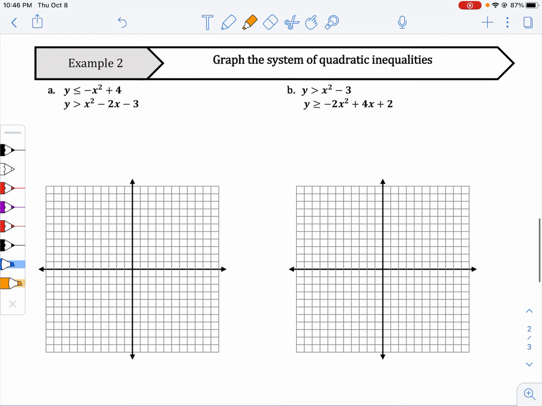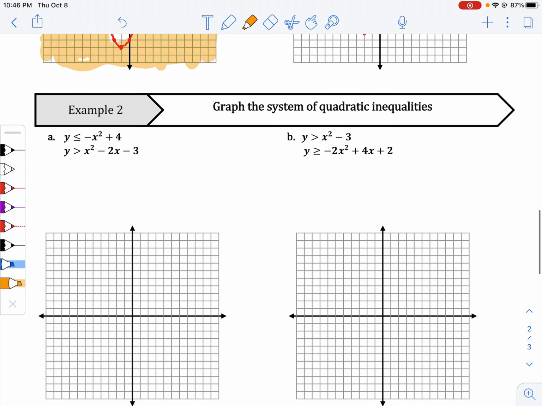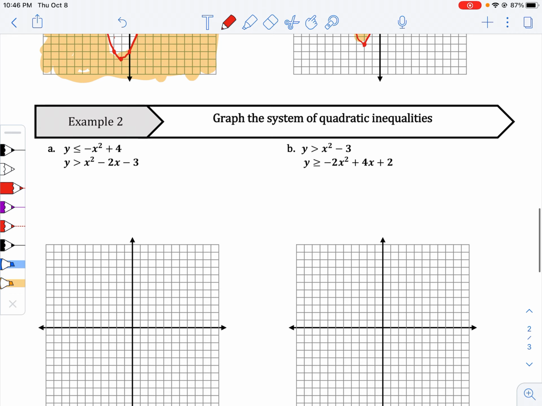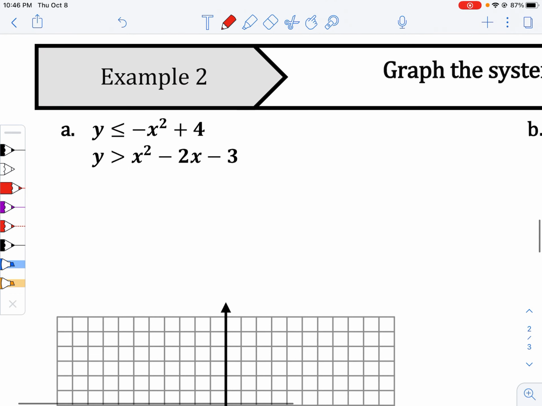All right, now we have one other skill here, and that's graphing a system of quadratic inequalities. So your steps here are that you're going to graph the first graph, you're going to graph the second one, and then identify the region where they're both true. So basically this is like 4 problems. I'm going to color code my work, so I'm going to do one in red, one in purple. So this is going to be my first one, and this is really easier to make the table here. So it'd be negative x squared plus 4.